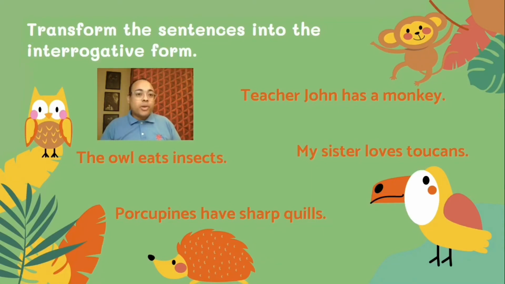Porcupines have sharp quills. Pay attention now because this animal is in plural. So how can I transform this sentence into the interrogative form? Yes, do porcupines have sharp quills? So now we need to use do because porcupines is in plural, right? So the pronoun is they. So it's different from the other sentence. In the first sentence, I have teacher John, he. The second sentence, I have an animal, it. In the third sentence, I have a girl, so she. Here, no, I have animals in plural form, so they. Do they have sharp quills? So, very good.